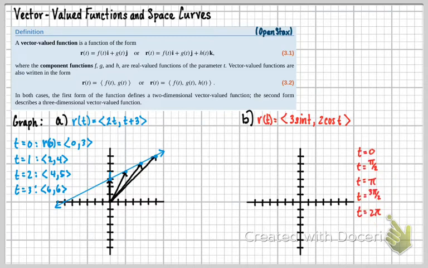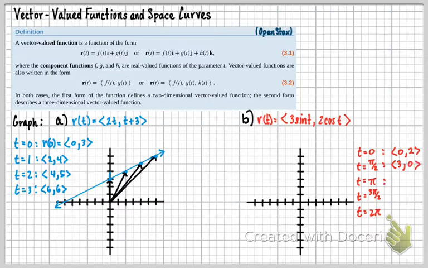So then for my first vector, I'm plugging in 0 for t here. The sine of 0 is 0, so I'm going to get 0 for my first one. And the cosine of 0 is 1, so that's going to be 2. 0, 2. Now the next one at pi halves, sine is actually 1 at pi halves, so that's going to be 3 times 1, which is 3. And then cosine at pi halves is 0, so it's 3, 0.